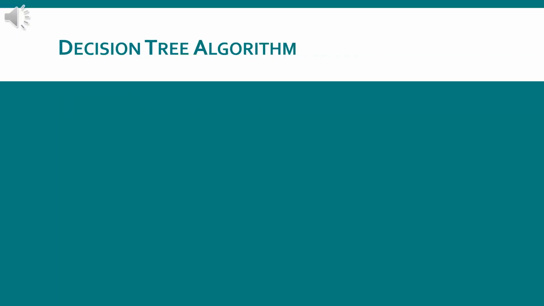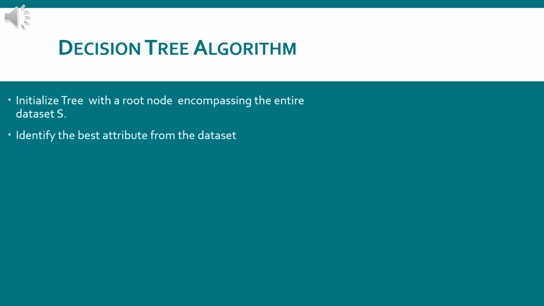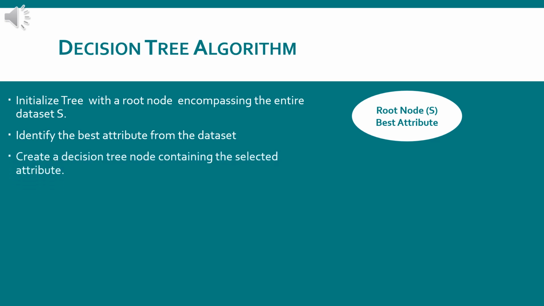Let us see how a decision tree grows by the steps involved in the decision tree algorithm. First step is initializing the tree. Start with a root node with the entire dataset S. The next step is attribute selection. Identify the best attribute from the dataset using an attribute selection measure, which measures the effectiveness of attributes in classifying the outcomes. Create a decision tree node containing the selected attribute.